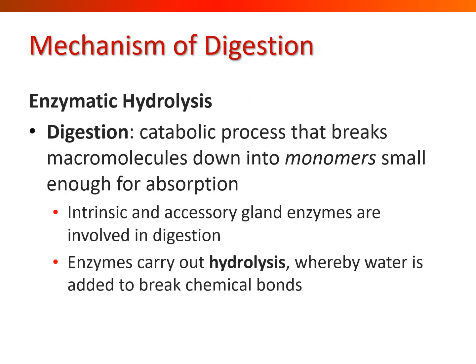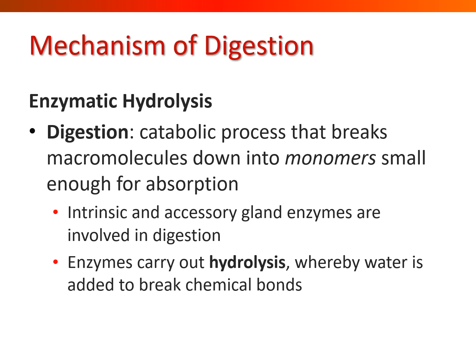Now we have enzymatic hydrolysis. We know that digestion is largely a catabolic process that breaks down big molecules into small molecules small enough to be absorbed across that mucosal membrane. And that there are going to be intrinsic and accessory glands that are producing these enzymes that are involved in all of this. This is what we talked about.